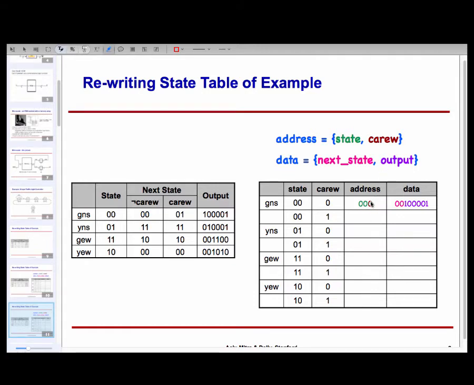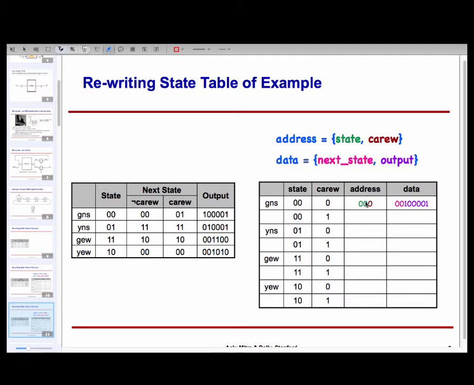So I have a memory of 8 locations. At address 000, I have data 0010001. The color coding is: the green 00 corresponds to state, the brown 0 corresponds to car east-west, and on the data side, the first 2 bits correspond to next state, and the next 6 bits correspond to output.